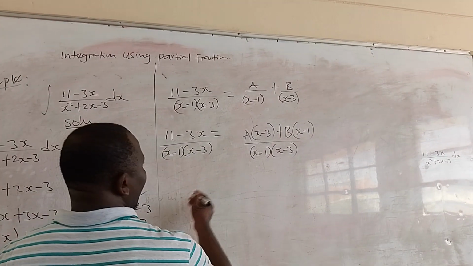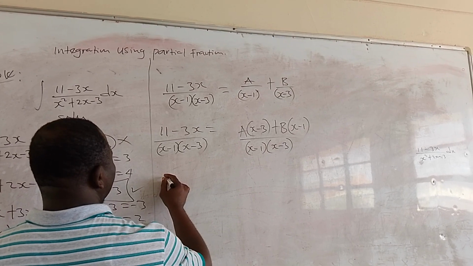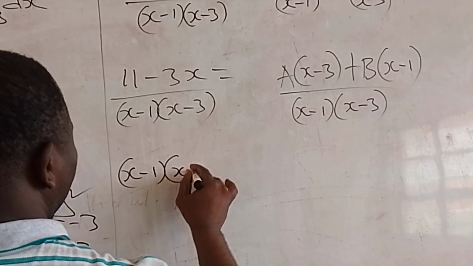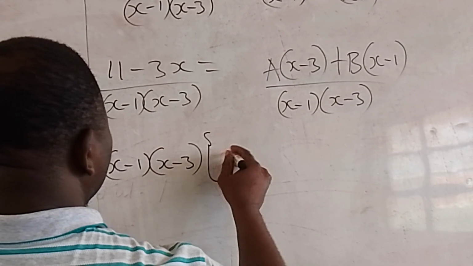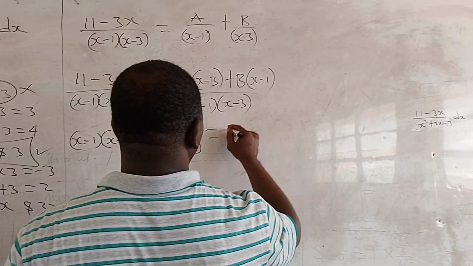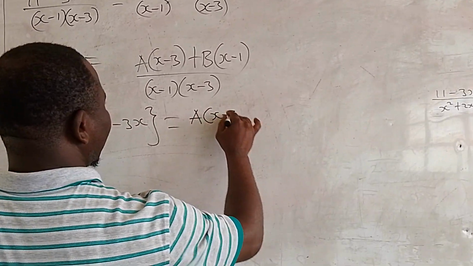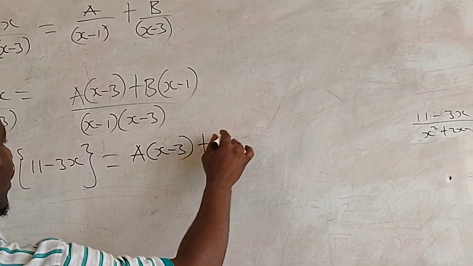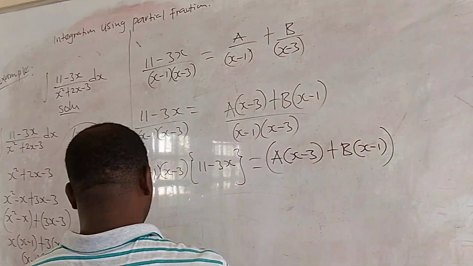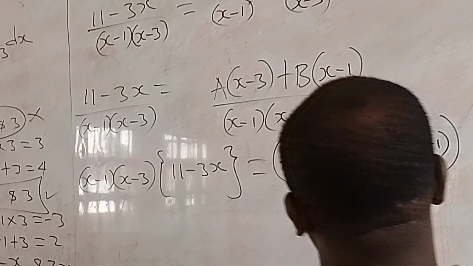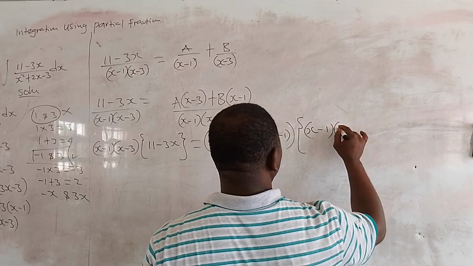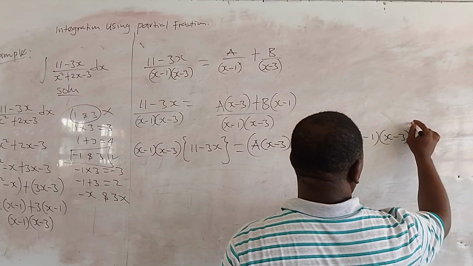Okay, so if we cross multiply, this is how it will look like: (x minus 1) all in bracket (x minus 3), then (11 minus 3x), 2 of us. This is equals to A all in bracket (x minus 3) plus B all in bracket (x minus 1), close bracket, all in brackets (x minus 1), then (x minus 3), true or false?